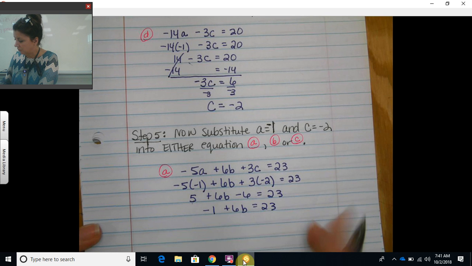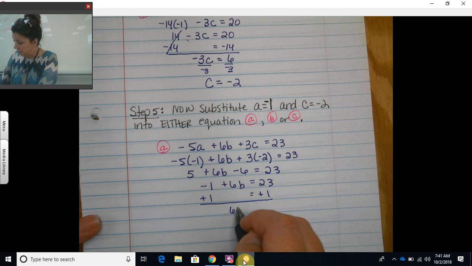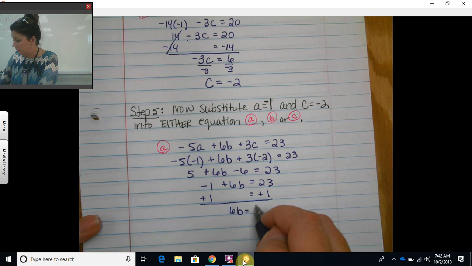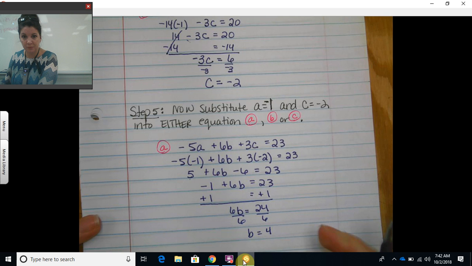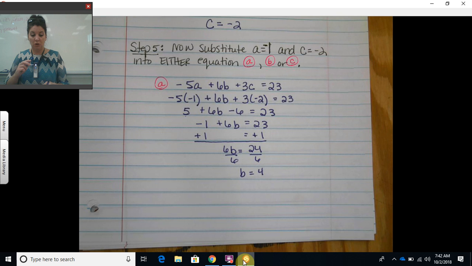Now we'll start moving stuff over to the other side to try to isolate the B. So 6B equals 23 plus 1 is 24. Divide by 6 and B equals 4. So remember, we have 3 variables now. So it's not an ordered pair, it's an ordered triple. And we have to write them in alphabetical order just like you do ordered pair. Okay, X comma Y, alphabetical order. When you have 3 variables, alphabetical order.